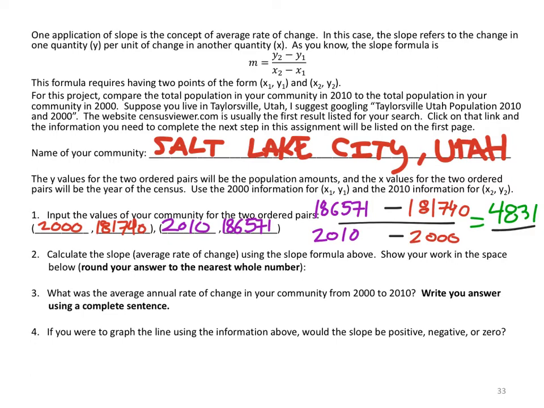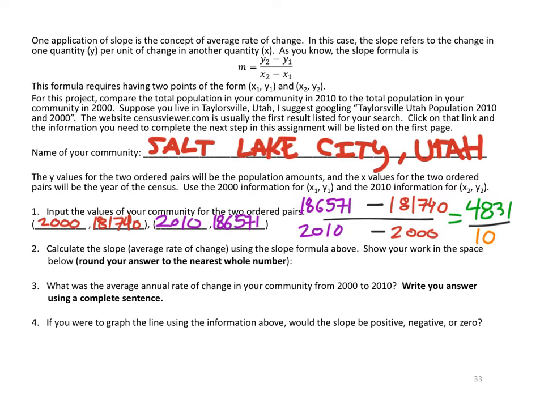And how many years did this take place? Well, 2010 minus 2000, that was 10 years of time change. Well, that doesn't really help us, because I am working on number 2. Calculate the slope of this. Round your answer to the nearest whole number. Okay. Well, if you divided this by 10, that's not a hard calculation. You just move the decimal one time to the left right there. And then you could see that would be 483.1 people per year.